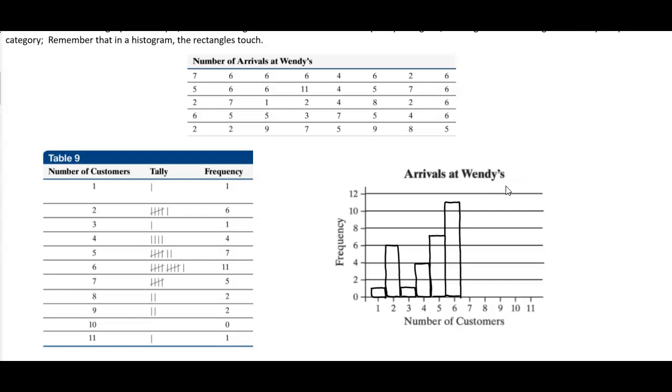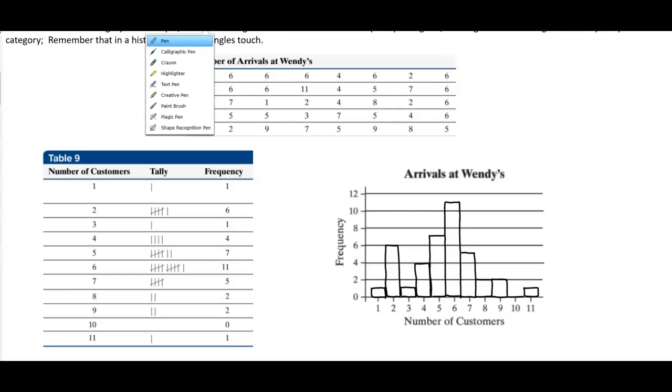Okay, and then for 7, it's going to go to 5. For 8, it's going to go to 2. And for 9, it is also 2. For 10, we have 0, so we're going to draw a line there. And then for 11, we have 1. I might have gone a little too high there, so let me change that a little bit to make sure it's in between there. And there is 1.